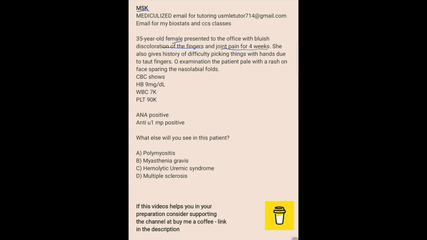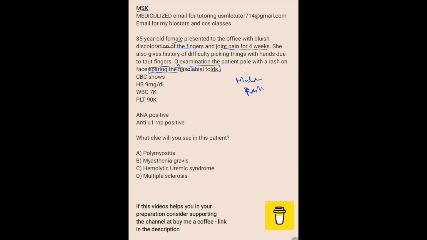On examination, the patient is pale with a rash on the face, sparing the nasolabial fold. So remember, this is a malar rash. This is the malar rash, and I put in the question that it spares the nasolabial fold because it helps to differentiate it from other rashes. So if they say spares the nasolabial folds, they're talking about SLE.